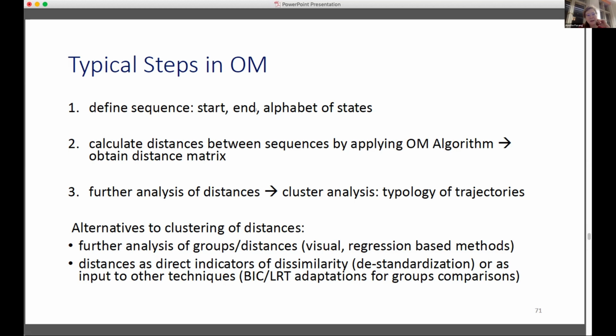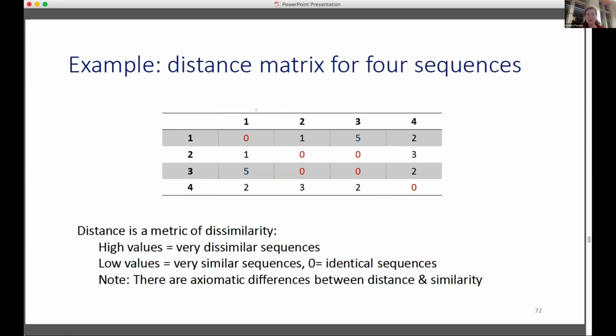And the reason is that the units of analysis here are pairs. So we get one value for each pair of individuals, and we don't have just one value for each individual, like with the individual sequence measures.